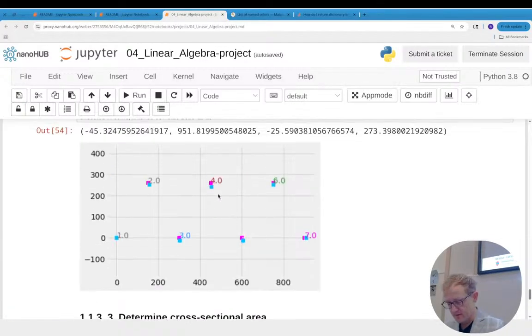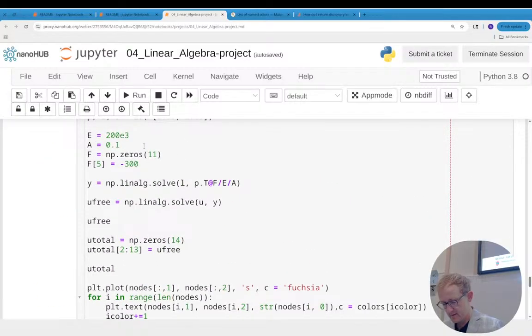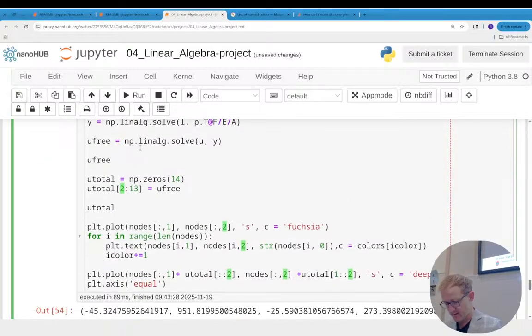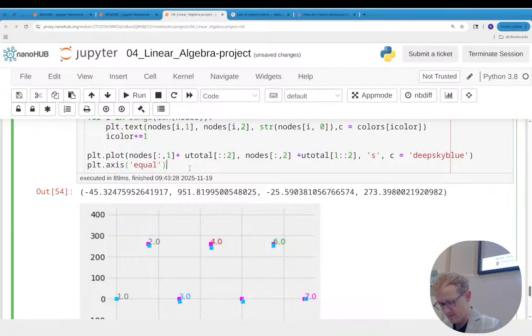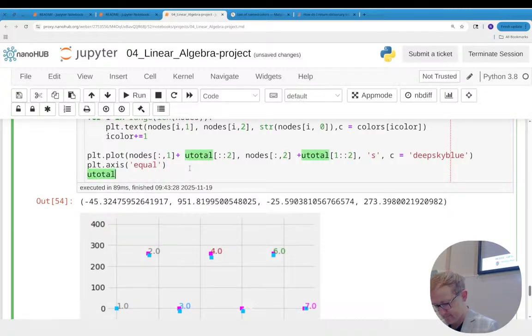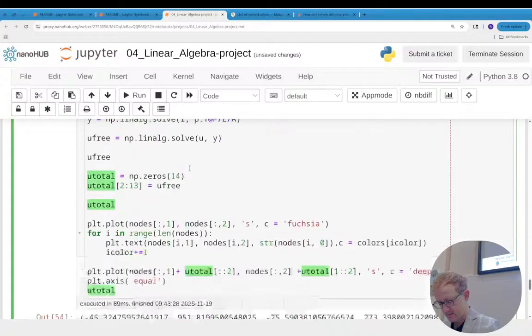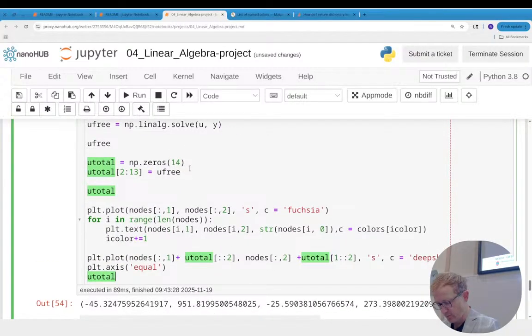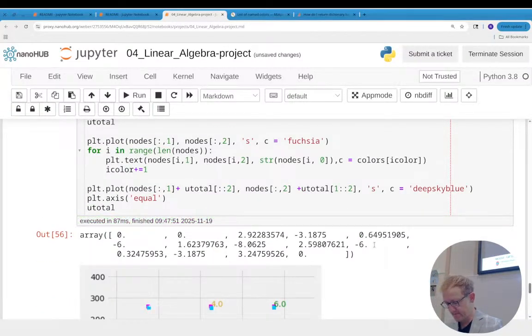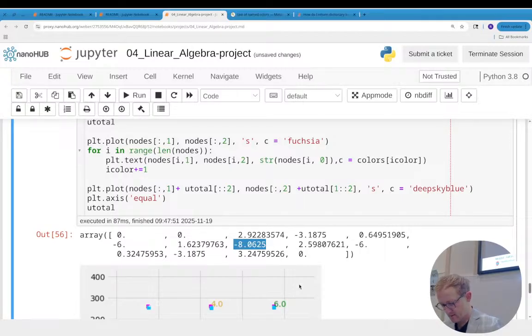But let's try this. If I double this area, so I went from 0.1 to 0.2, that max displacement is now negative 8 instead of negative 16. So doubling the area decreases displacement by a factor of 2.